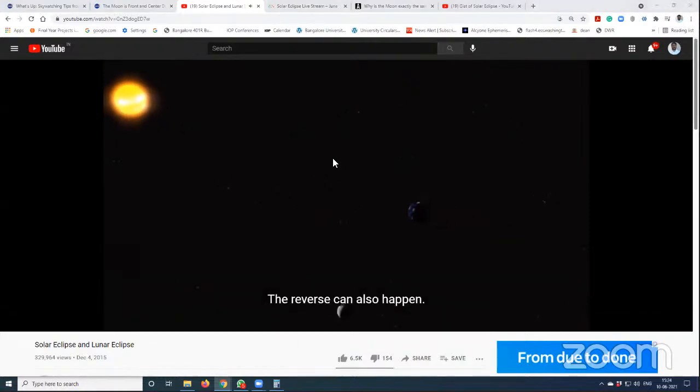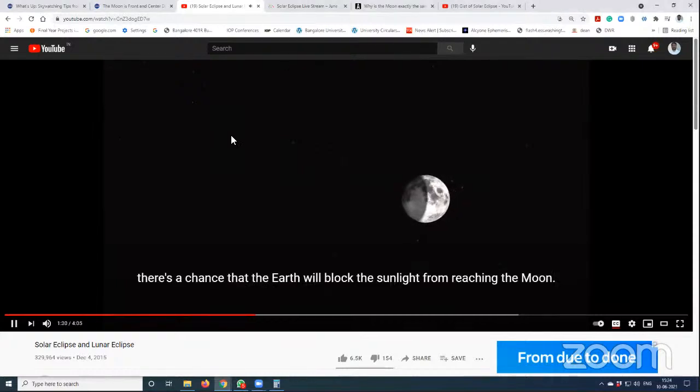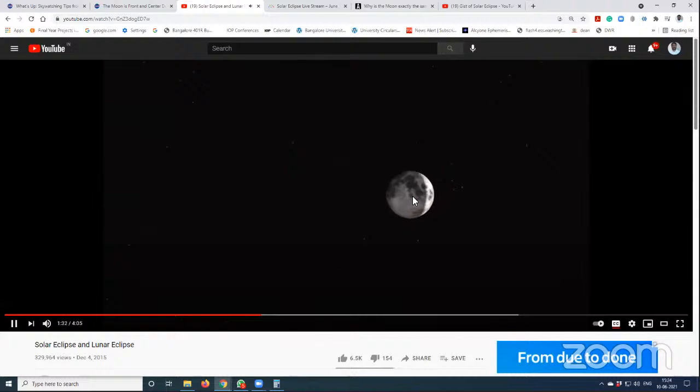The reverse can also happen. See that each time we have a full moon, there's a chance that the Earth will block the incoming radiation. The sunlight will not fall on the moon. We call this a shadow of Earth on the moon, and the moon disappearing is a lunar eclipse. If the moon comes in between Earth and sun, where the sun disappears is the solar eclipse. Whoever is disappearing is that eclipse.